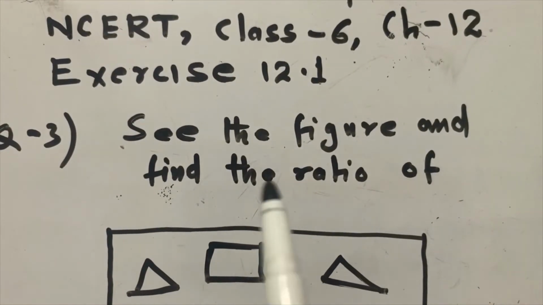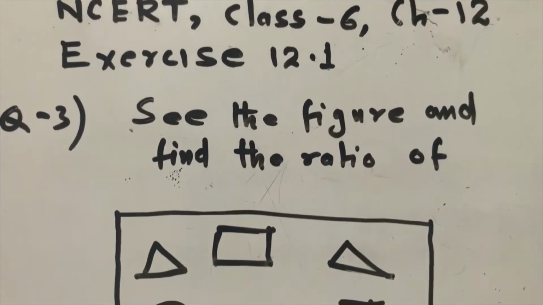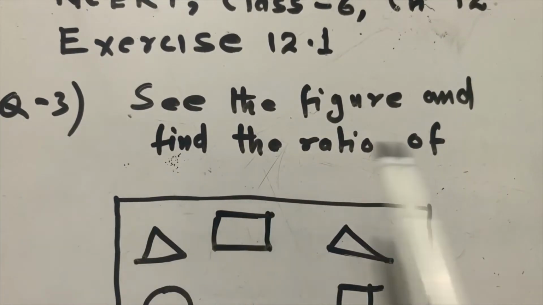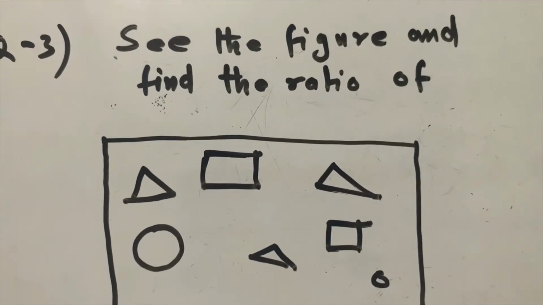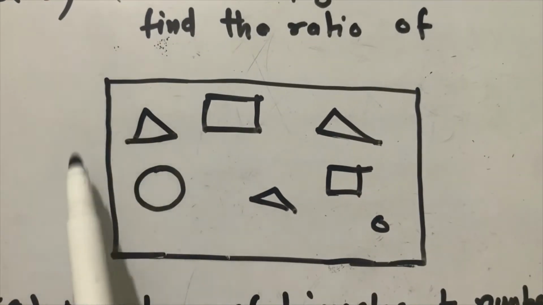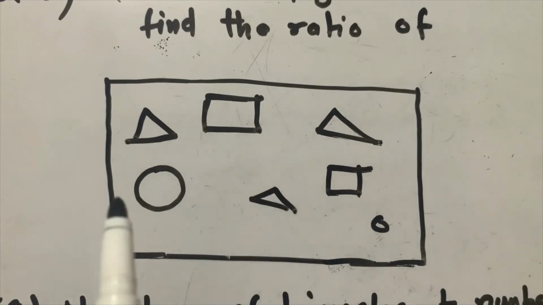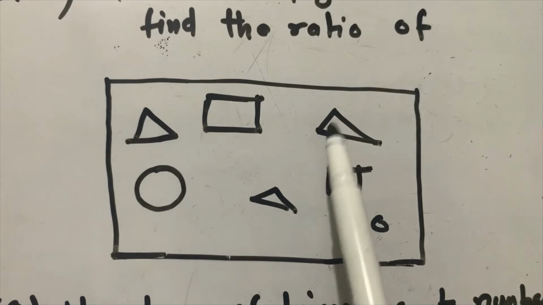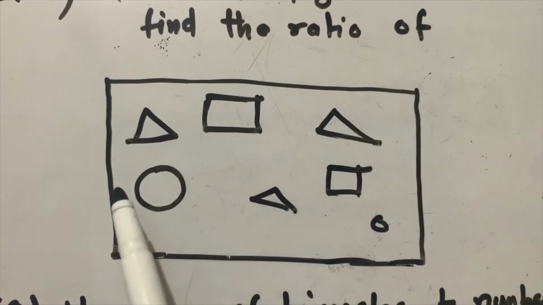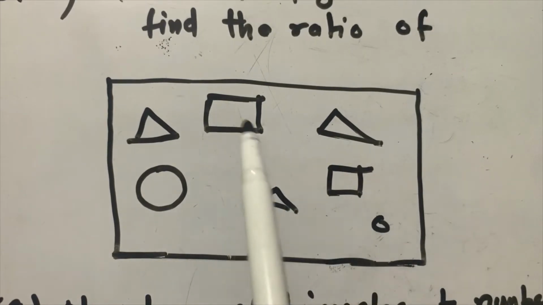Class 6 chapter 12 exercise 12.1, ratio and proportion. See question number 3 is given. See the figure and find the ratio of. The figure is given, one rectangle is given, and in this rectangle there are three triangles, 1 2 3 triangles, 2 circles and 2 squares.